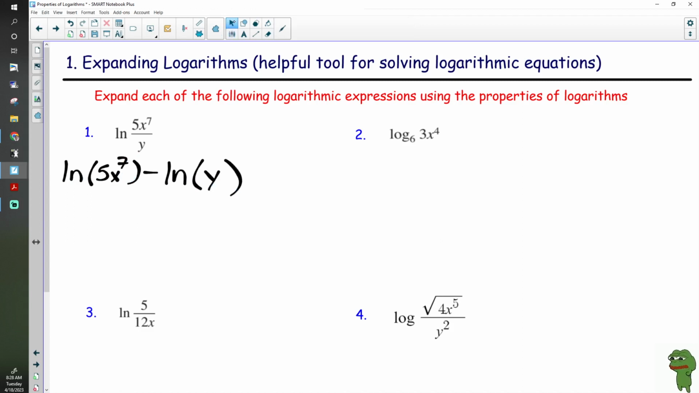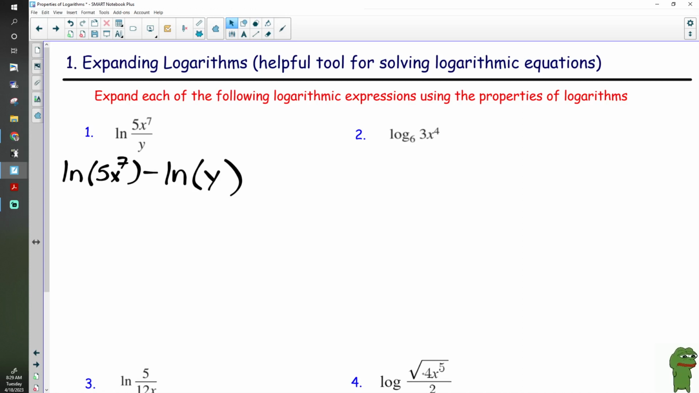The ln of the top minus the ln of the bottom. Okay? So we have started to expand. Quotient, done.